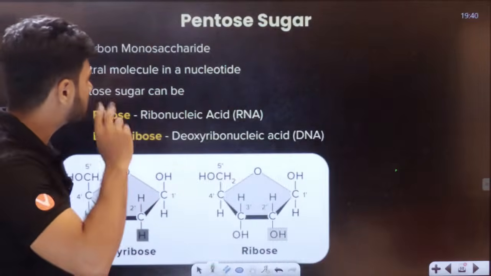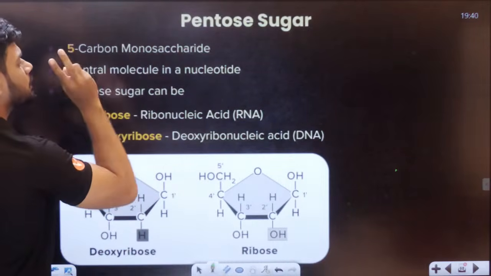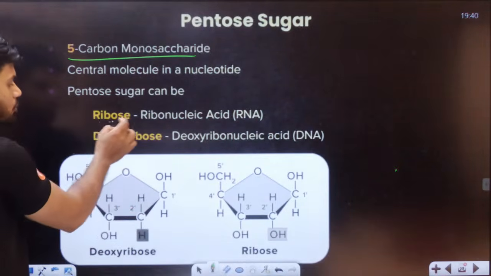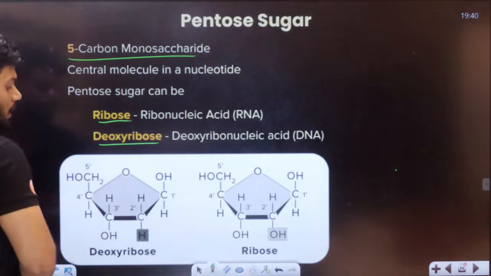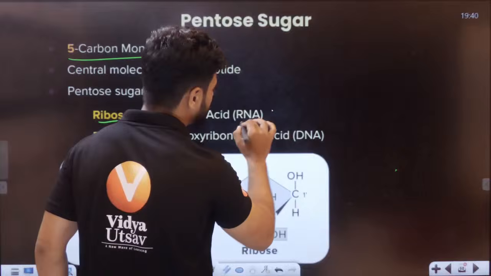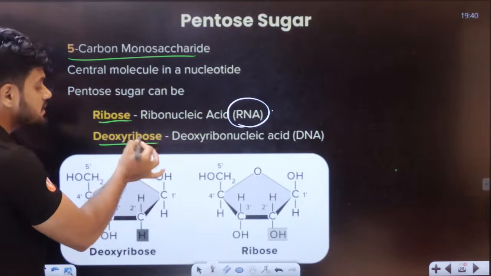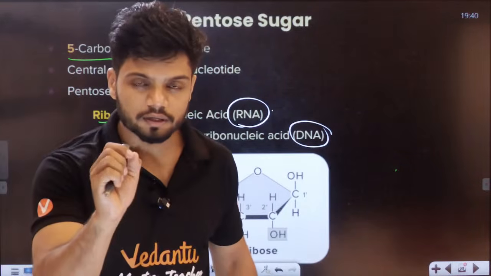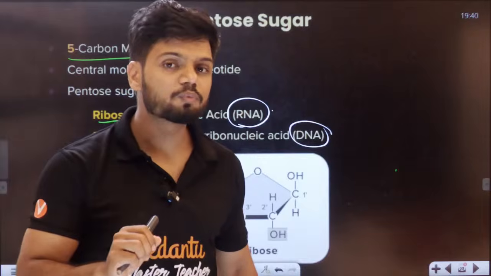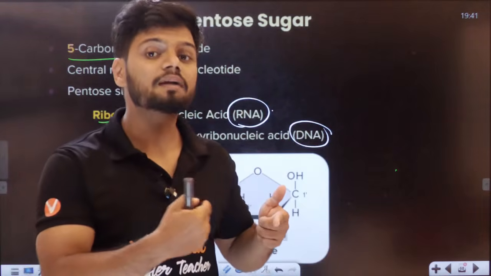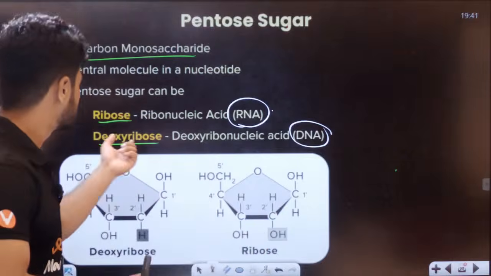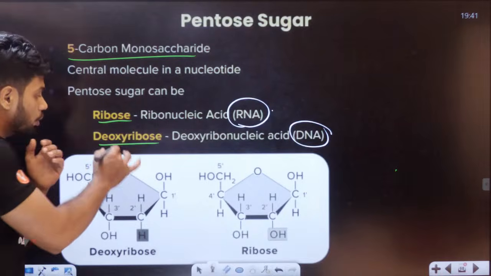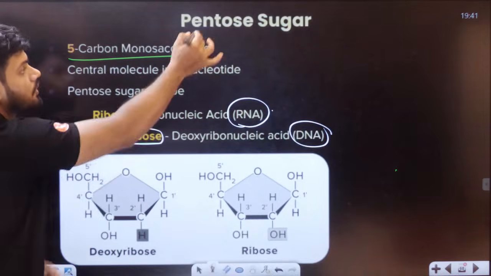Now, we have two types of pentose sugar, students. It is a 5-carbon monosaccharide. We have the ribose kind and we have the deoxyribose kind. The ribose kind is present in the case of RNA and the deoxyribose kind is found in DNA. Now, students, what is the full form of DNA? Deoxyribonucleic acid. The name deoxyribonucleic, deoxyribo is coming from where? It is coming from the sugar part.